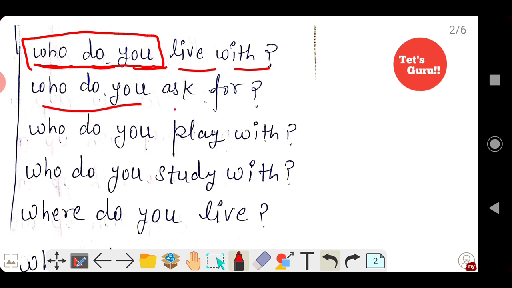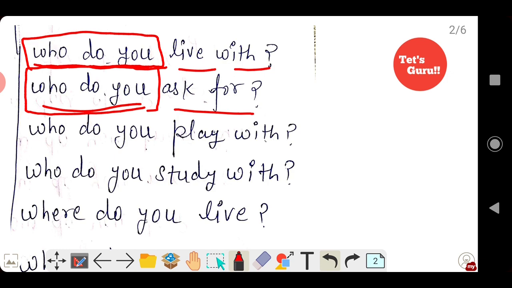Who do you ask for? Just catch that phrase. Who do I ask for? Who do they ask for? Okay, just practice in this way. Who do you? Just recognize that phrase.